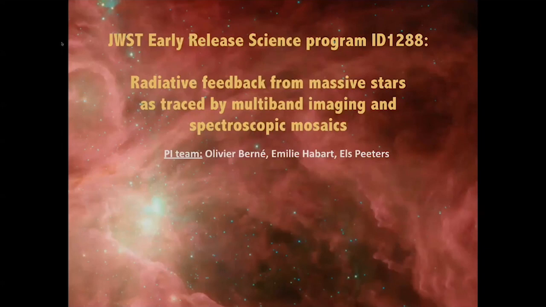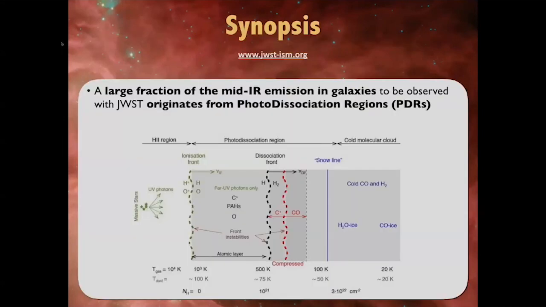So our program is focused on the emission coming from photodissociation regions. A large fraction of the emission that JWST will observe will originate from photodissociation regions, or PDRs. In this figure, you can see a cartoon of what the PDR resembles. We're talking about the PDR in the middle part of the figure. It's a region where the physics and chemistry is dominated by photons between 6 and 13.6 eV.